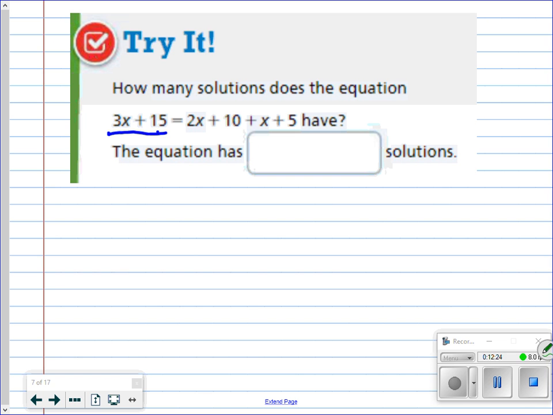Yes. Jaden, give me a set of like terms. 2x and x. Are there any other like terms? Good. 10 and 5 are also like terms. So if I were to combine 2x and x, I'd get 3x. If I combine 10 and 5, I get 15. So we can see already that we're going to have infinitely many solutions because the equation will be exactly the same on both sides, right? Okay.